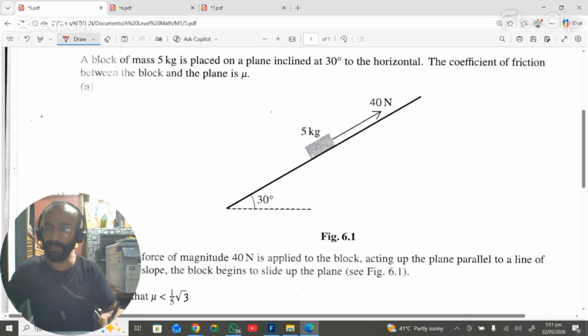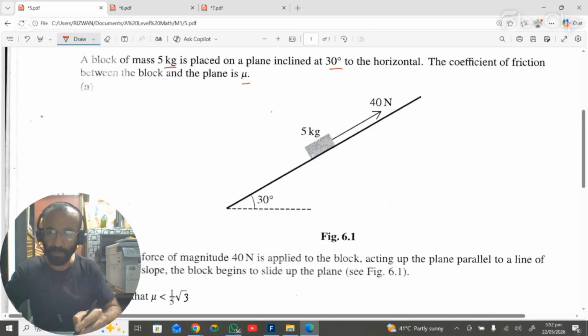Morning students, today we are going to solve a question from the topic of force and equilibrium in the subject of Mathematics Mechanics 1 A levels. The statement of the question is: a block of mass 5 kg is placed on a plane inclined at 30 degrees to the horizontal. The coefficient of friction between the block and the plane is mu. It means this is a rough plane.